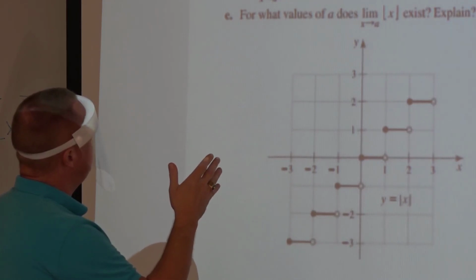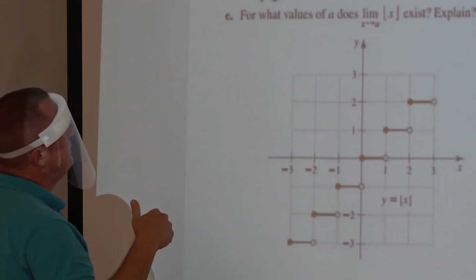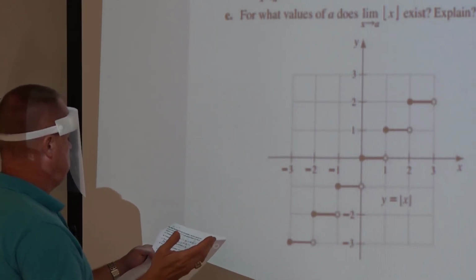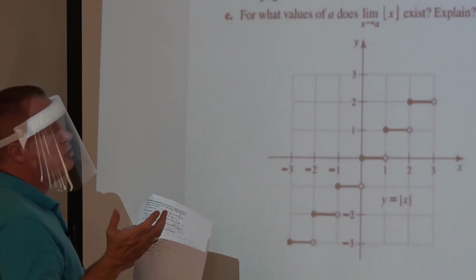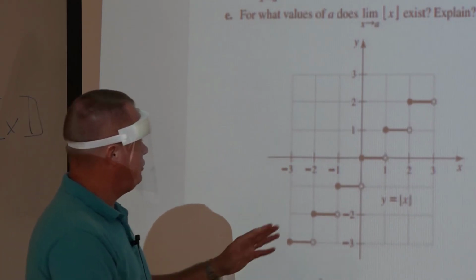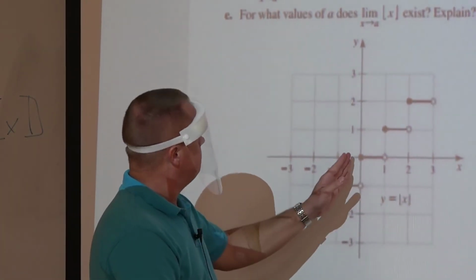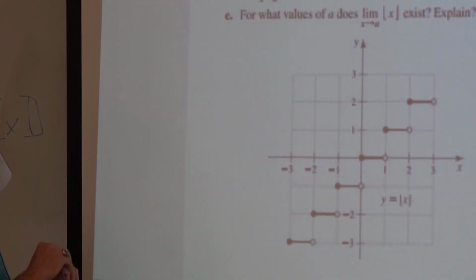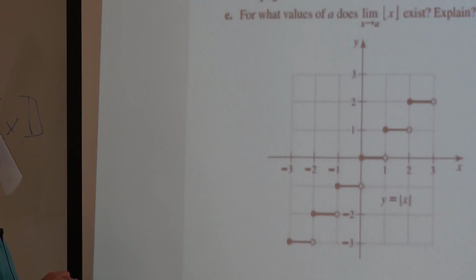In general, if a is not an integer, state the values of the limit as x approaches a from the left and a from the right. That would just be the greatest integer less than or equal to a. It depends on which side you're on, but you could just say the greatest integer less than or equal to a would be it. You can plug the value into the function.